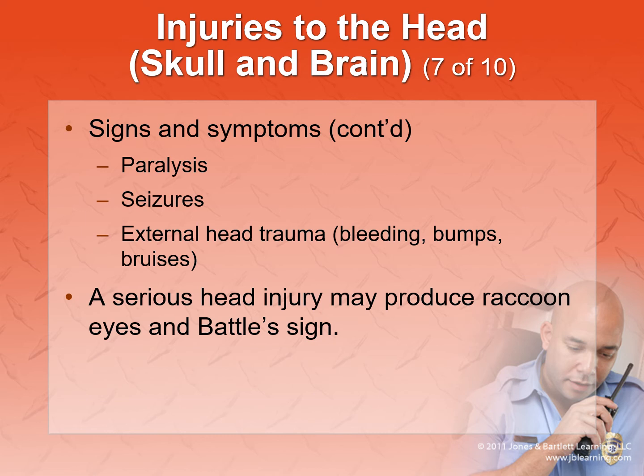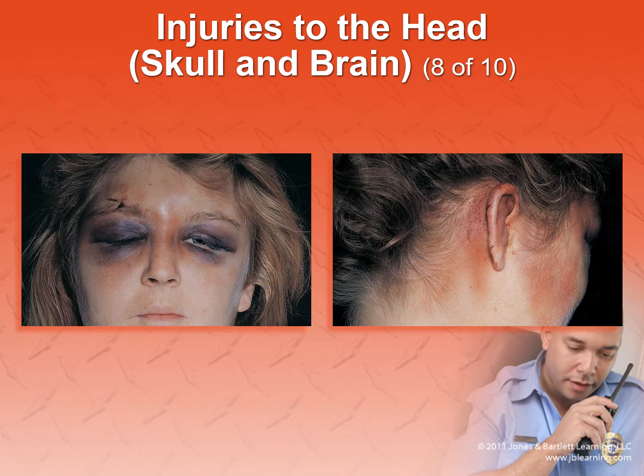Now, head injury may produce raccoon eyes and Battle's sign. I would write these down, memorize these, whatever. Raccoon eyes are easy to remember because it looks kind of like a raccoon, right? And then Battle's sign is bruising behind the ear. Those are both signs of skull fractures. So on the test or whatever, if I'm saying raccoon eyes, Battle's sign, that equals head fracture or skull fracture, okay?